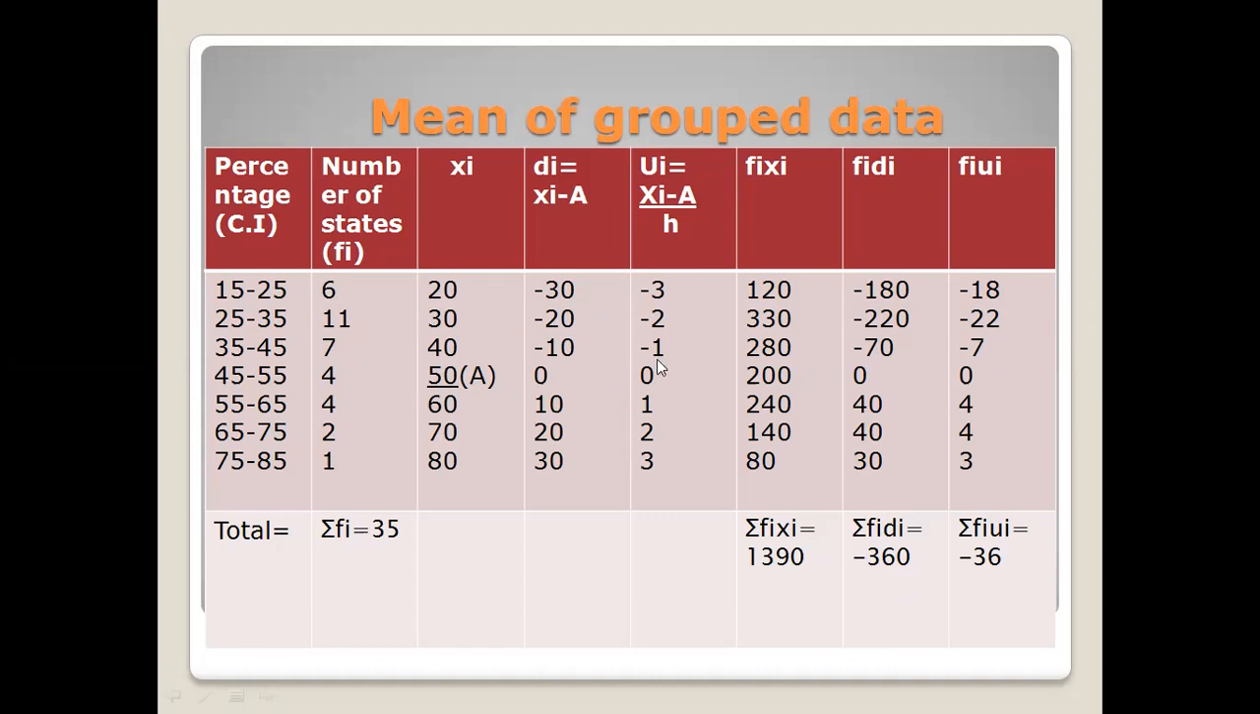7 into minus 1, that is minus 7. 4 into 0, that is 0. 4 into 1, that is 4. 2 into 2, that is 4. And 1 into 3, that is 3.